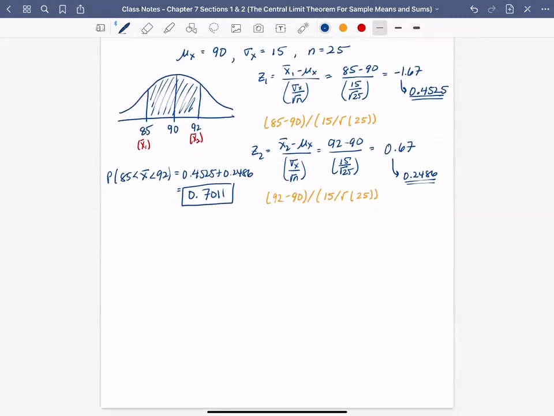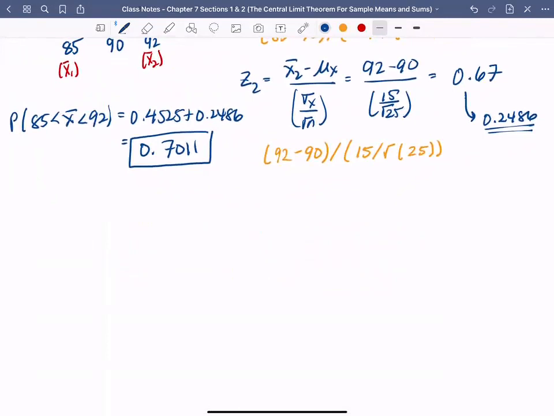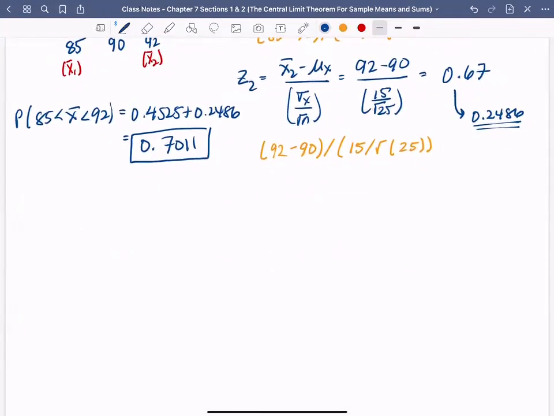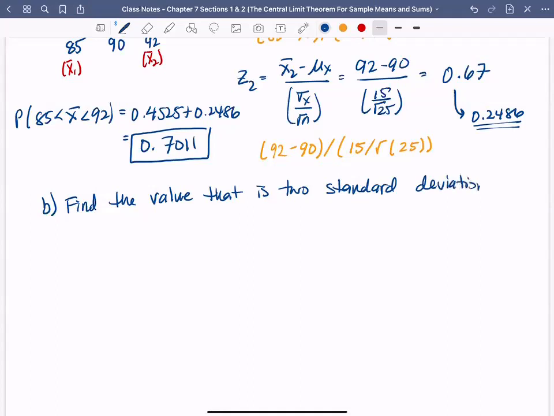I'm going to have a part B to this. Part B says find the value that is 2 standard deviations above the expected value 90 of the sample mean.